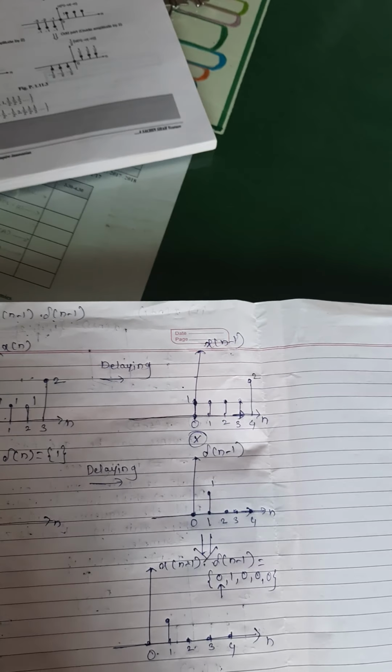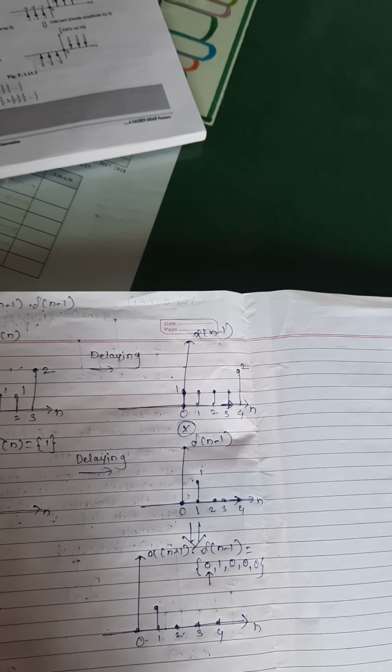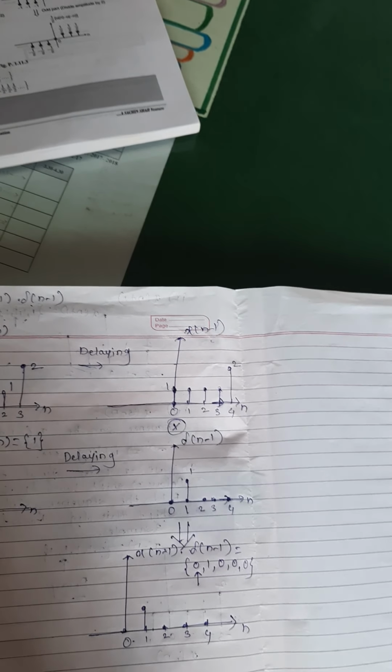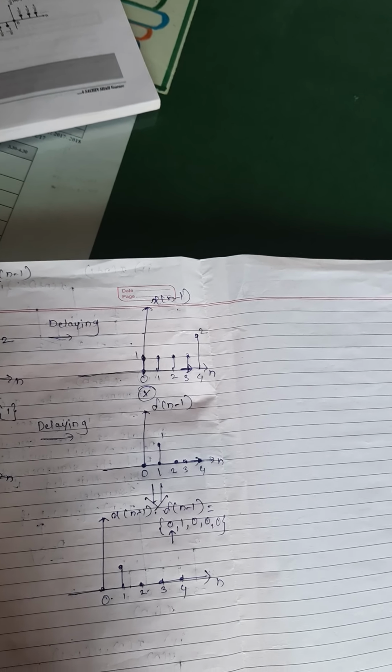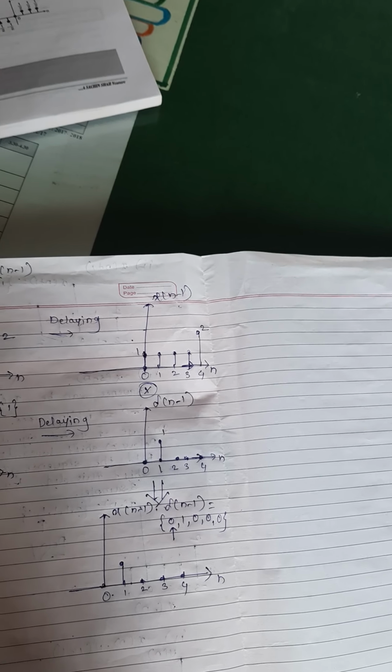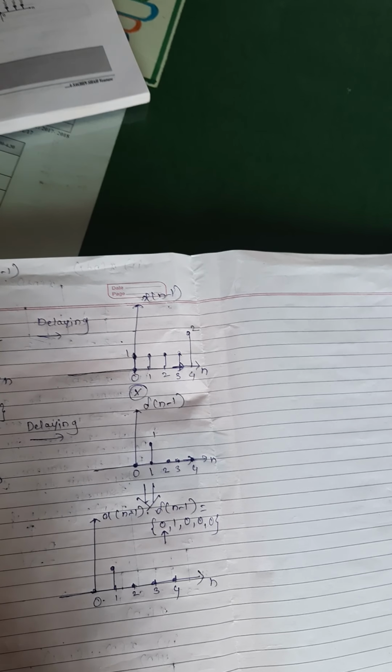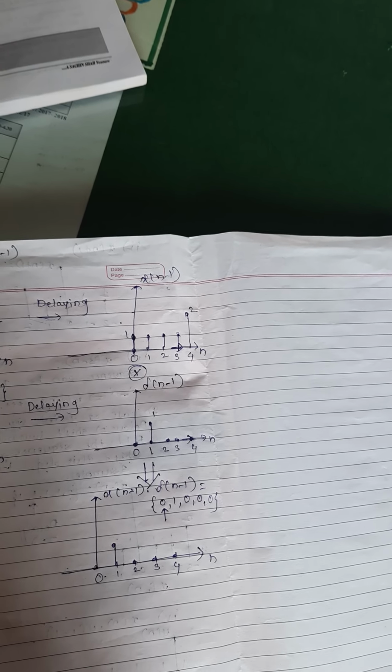So here also first we apply the delay to the x of n signal, then we apply the delay to delta of n. Delta of n is actually the unit impulse, so we apply the delay to the unit impulse, and then we take the multiplication of x of n minus 1 into delta of n minus 1, and we get the final result.